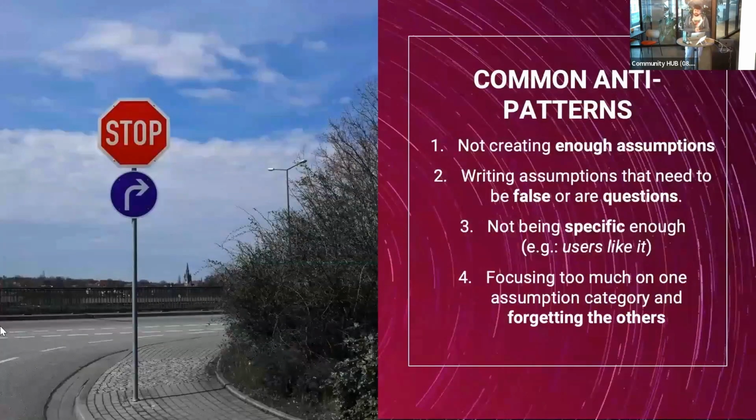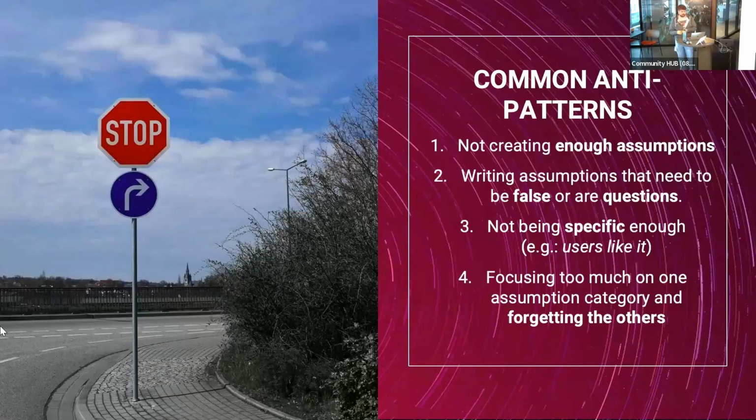So, common anti-patterns when mapping this out. You don't create enough assumptions. You see this very simple and silly idea had 10, 11, 12 assumptions, and if you put a bit more effort, you probably can get more. Another thing people often do is create assumptions that need to be false or are questions. This will make your life harder when validating, so don't do this. They need to be true. And the third is not being specific enough. Users like it. Yeah, but like what? What do you actually assume here?